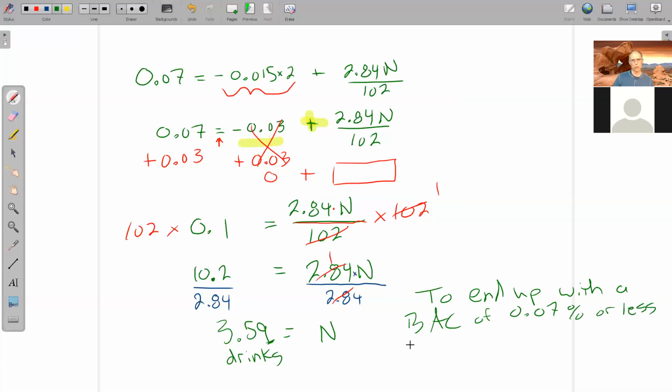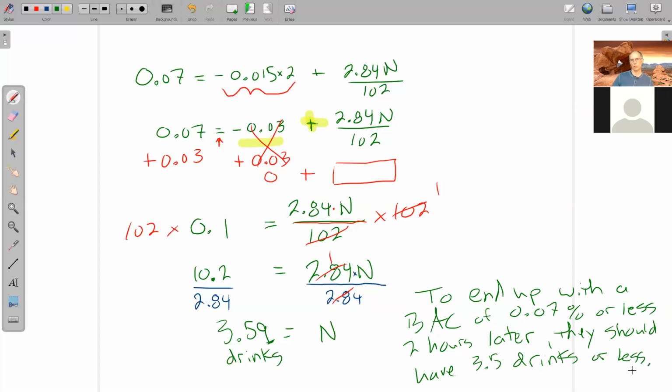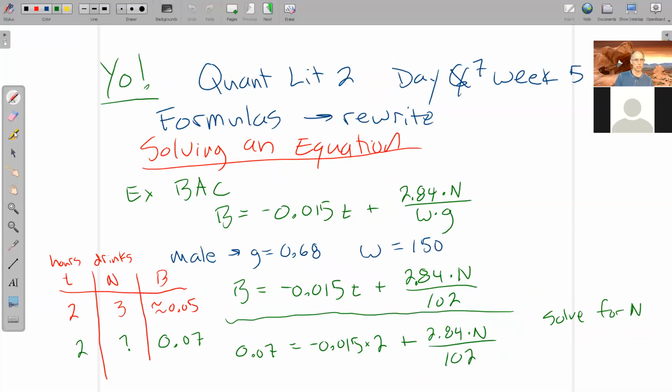and this was what, 2 hours later? Yeah, 2 hours later. They should have 3.5 drinks or less. Reasonable sentence to go with this. So I'm trying to take into account some of the original information that I was given. Right? 2 hours later, target BAC, and then I calculated N, so what does N mean here?